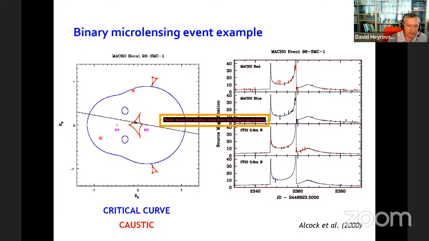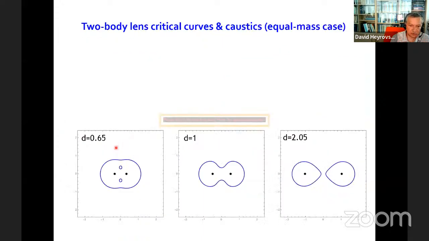In this case, you can see that the critical curve looks different. There it was 1 curve. Here it has 3 different loops, and the caustic has also 3 different loops here. So the question is, what are the possible geometries or topologies of the critical curve and caustic? And this is something which is fairly simple to show. You can show that the two-body lens has 3 regimes. So this is the first one which I showed. So the critical curve can be a single curve.